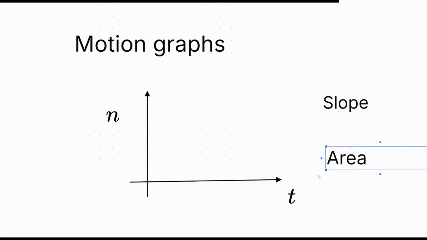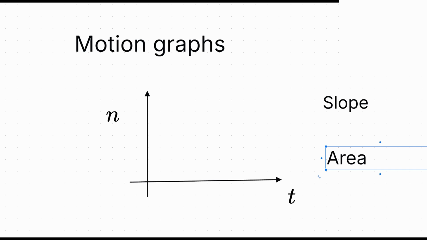For this video, I am going to discuss motion graphs, and we're mainly going to focus on the position versus time graph. But first, let's try to understand how we read motion graphs. There are three types of motion graphs: the position versus time graph, the velocity versus time graph, and the acceleration versus time graph.